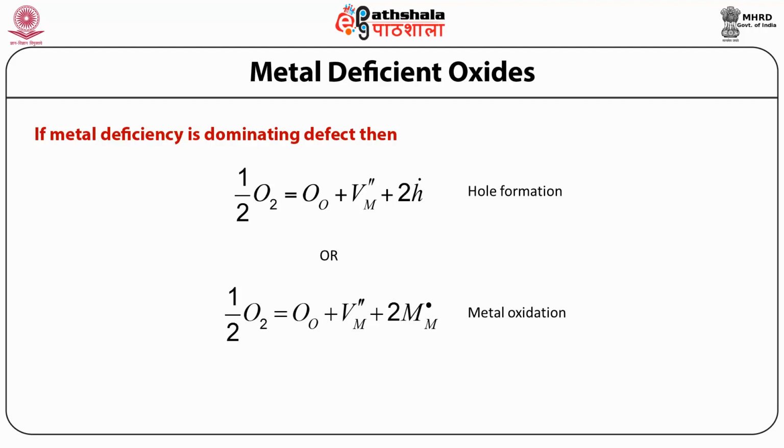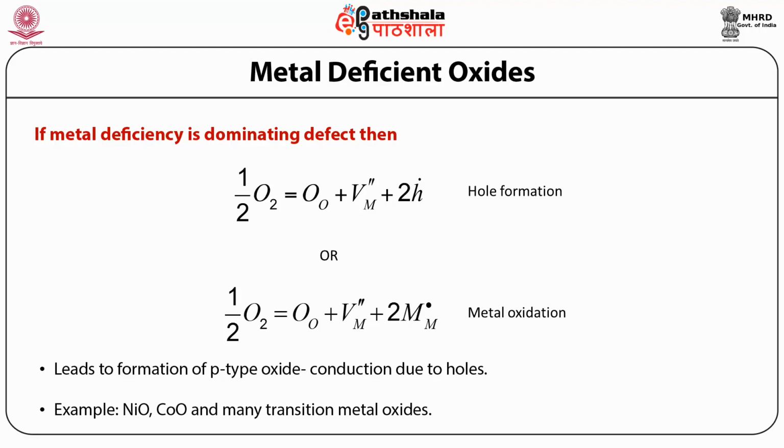So in this case there is metal oxidation leading to the formation of p-type oxides, and this is due to the conduction of holes. Some of the examples showing such behavior are manganese oxide, that is MnO, nickel oxide, that is NiO, cobalt oxide, that is CoO, and iron oxide, that is FeO, and so on.